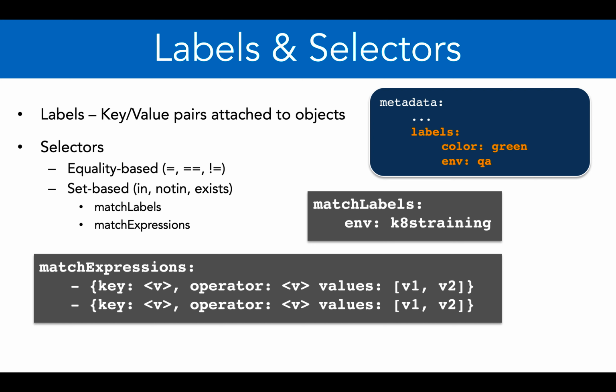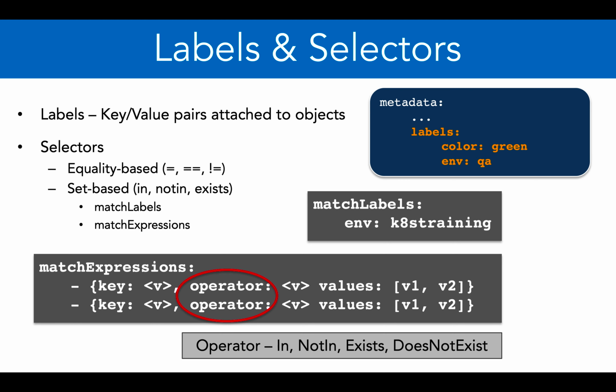In the next slide, I'll talk more on this using examples. But in match expressions, you mention the key, which is actually the label key, the operator. There can be various types of operators, and then its values, and there can be one or more values. So match labels are actually equality condition. If you see, environment should be k8s training only, but here we can provide multiple values of the same key. So if we use environment in match expressions, we can provide multiple values for env. And the operators are this: it can be in, not in, exists, does not exist.